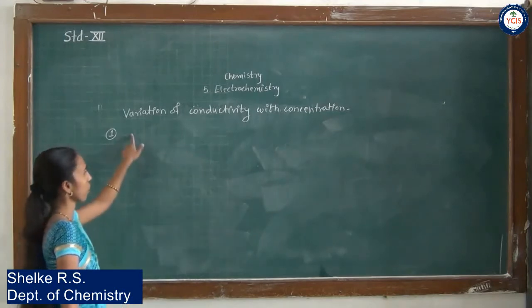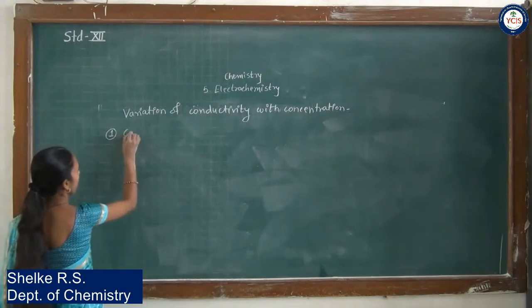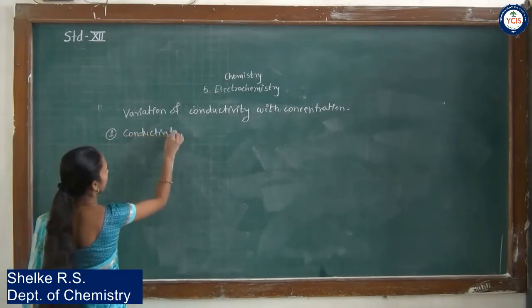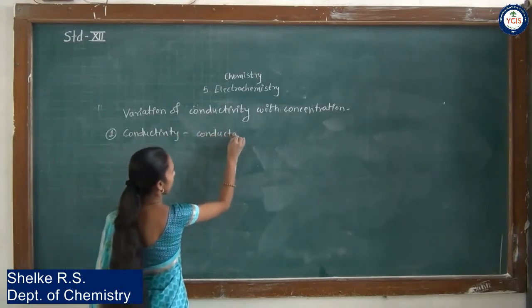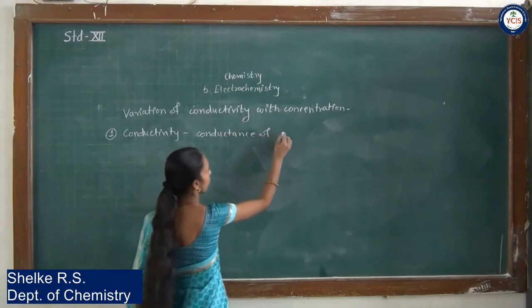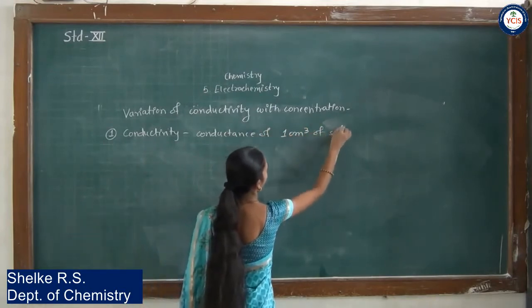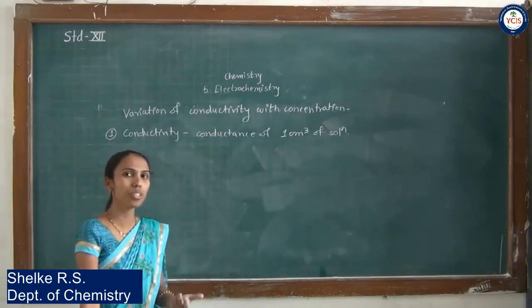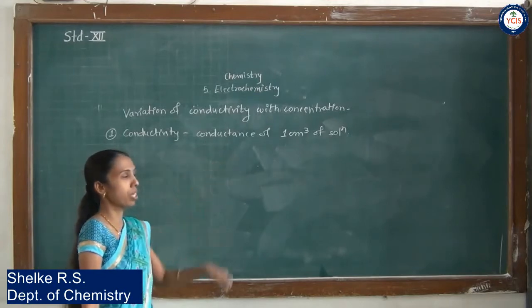In that, first we have to consider the definition of conductivity. Conductivity is nothing but what? It is the conductance of 1 cm³ of solution, or unit volume of solution. Conductance of unit volume of solution is nothing but the conductivity. Conductance of 1 cm³ of solution.